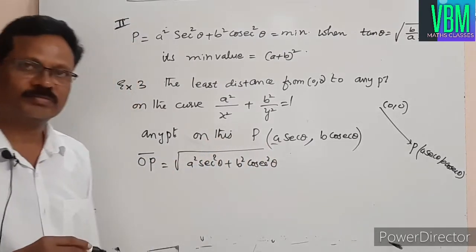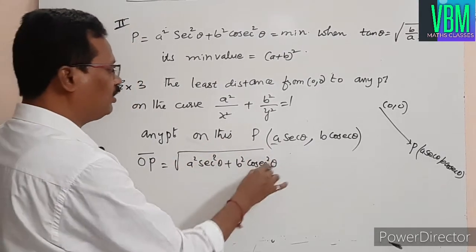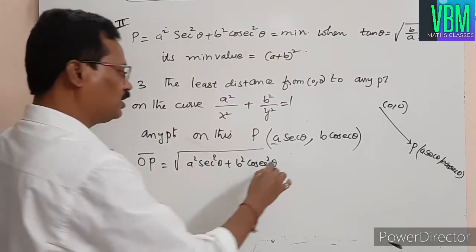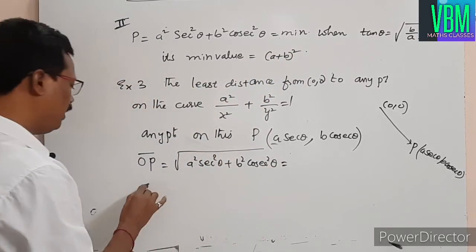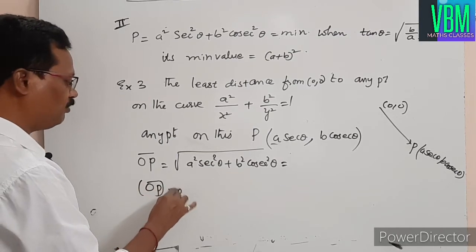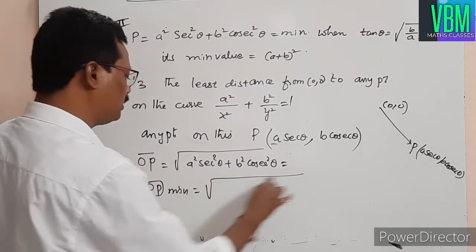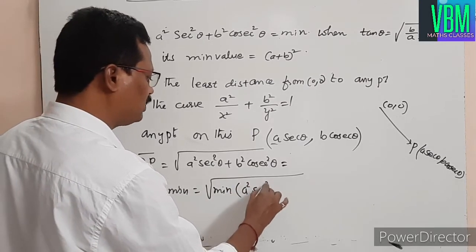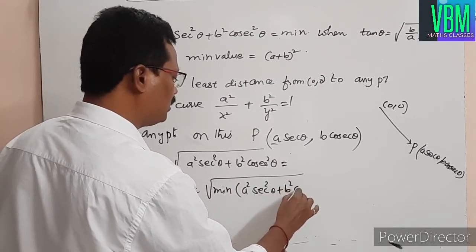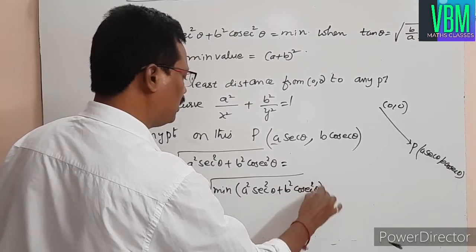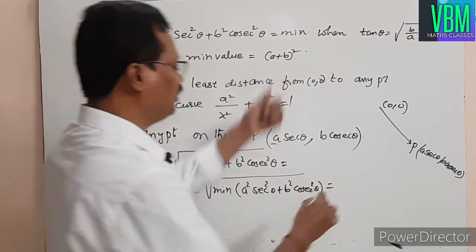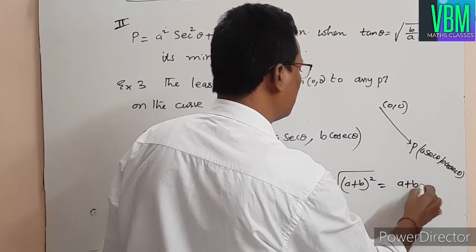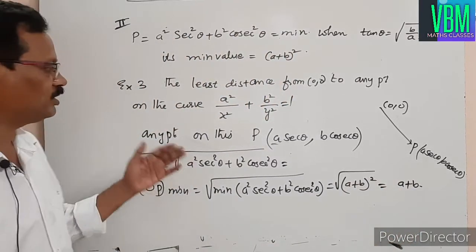Is it okay? Now already we know the minimum of this one, that the minimum is A plus B whole square. Therefore OP distance minimum is equal to the minimum of A square sec square theta plus B square cosec square theta. What is the minimum of this one? That is A plus B whole square. We get A plus B. That is the minimum of this one.